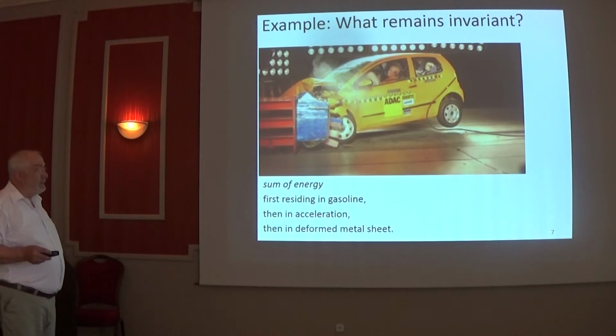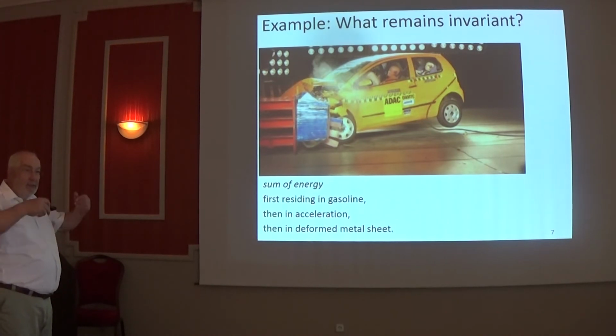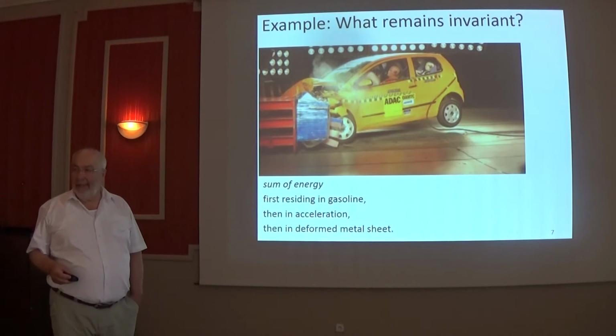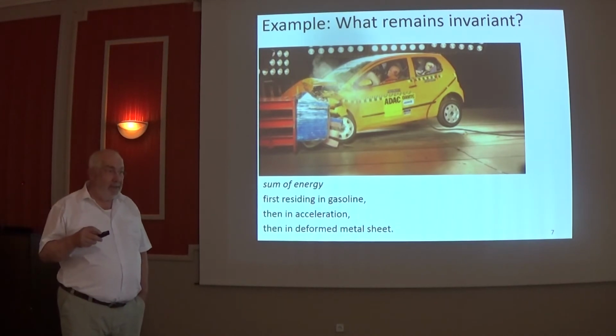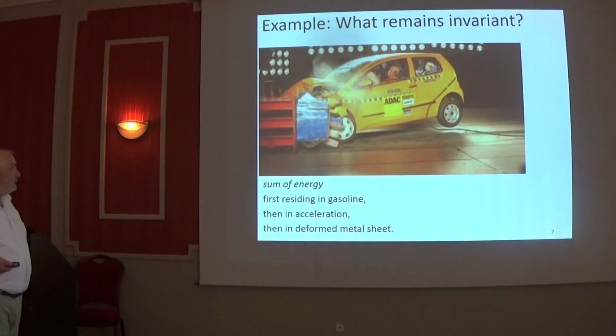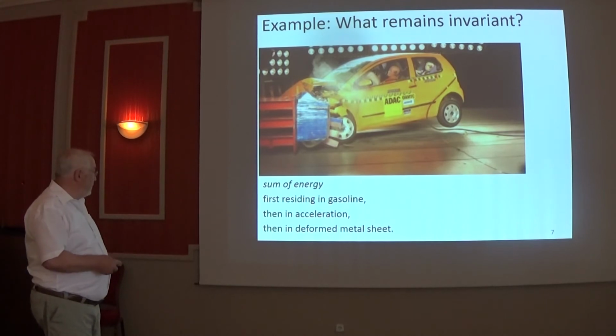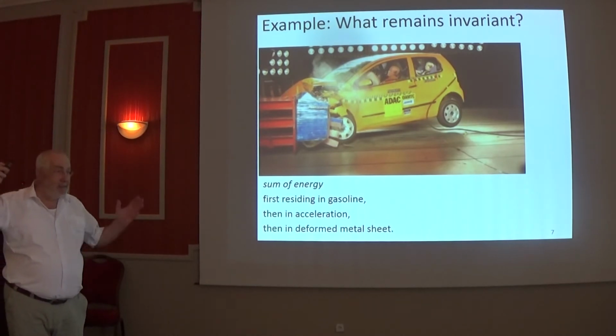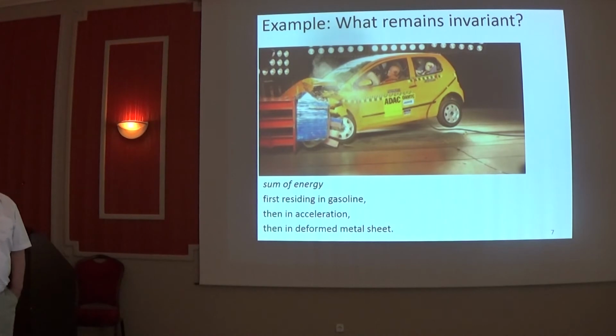So assume you have a car, it's over there, and it's stationary, then you speed up, and then after a while you crash into something else. So what happened? A lot of things happened, but something remains. And the notion of invariant is that what remains. So what remains constant when you do this short drive? This is the notion of energy. First it is in the gasoline. So the car is standing there, and in the gasoline is a lot of energy. Then you transform the energy into acceleration, and at the end you transform it into deformed metal sheets. But we all accept that the amount of something that we call energy remains constant in this process.